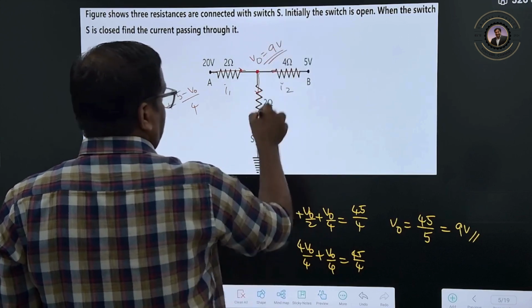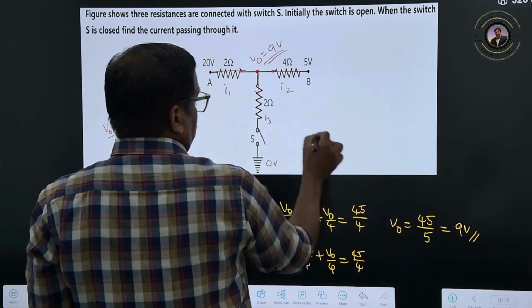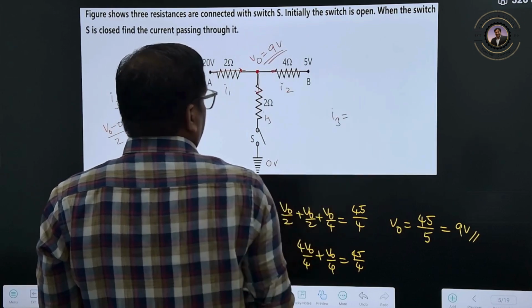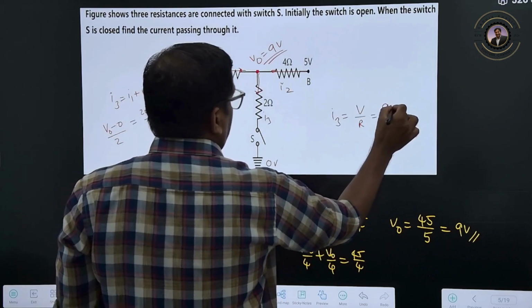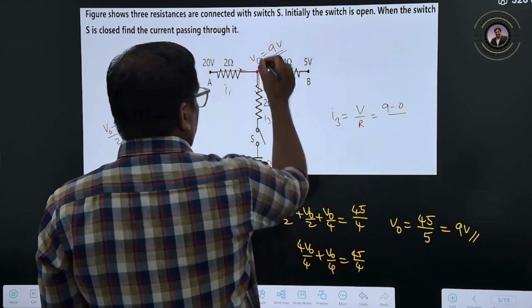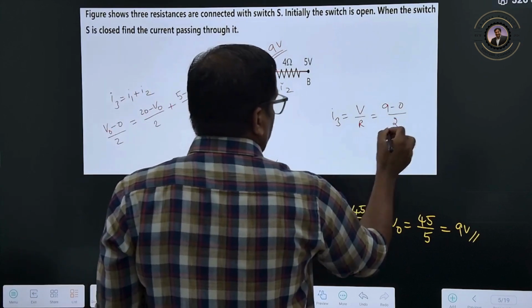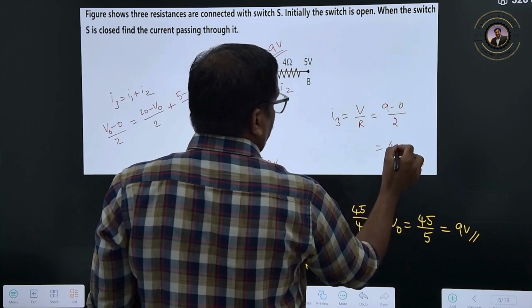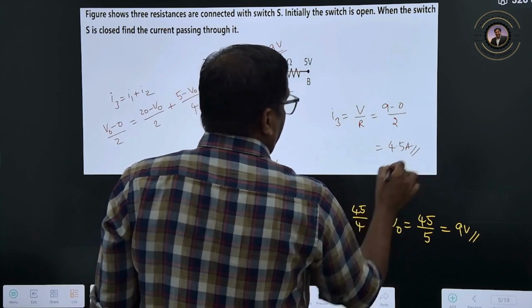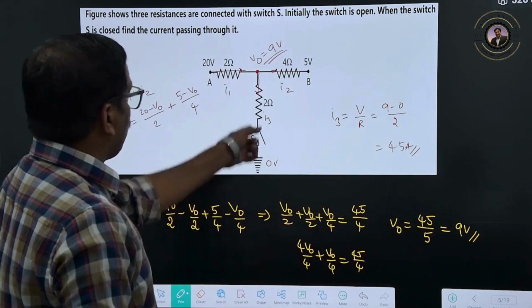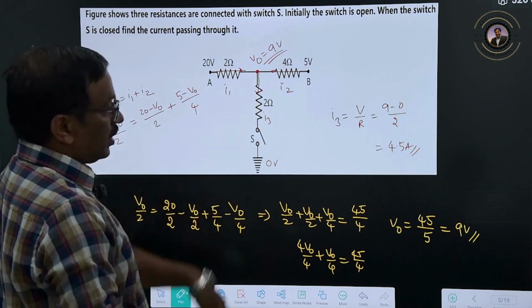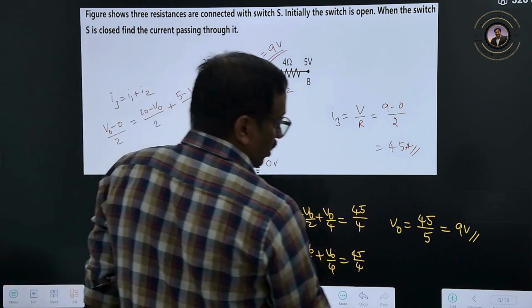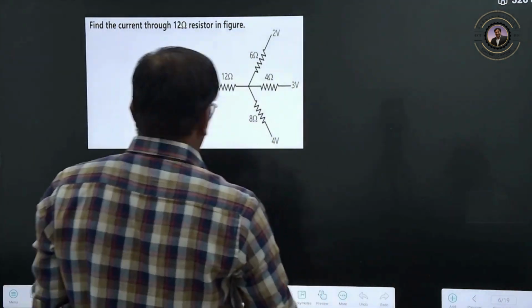And it is asking what is the current here? So the current through this one, this I3, is the potential difference by resistance. Potential difference is 9 minus 0, by 2, therefore it will be 9 by 2, 4.5 ampere. This is the current which is flowing through this switch onto this, clear? Right? Now we will go for one more question.